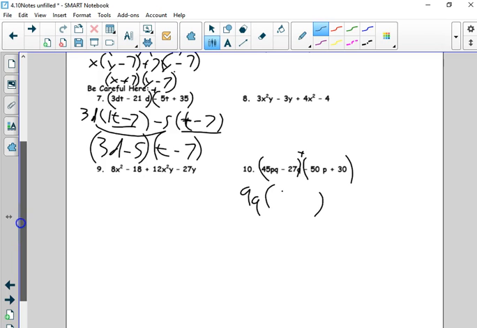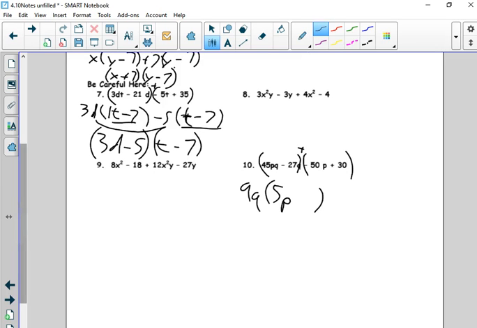45 divided by 9 is 5. p drops down, the q's cancel. Minus 3, the q's cancel. I go over here, and I do 5p minus 3 right off the bat. And now I ask myself, what do I need to divide 30 by to get negative 3? Negative 10.